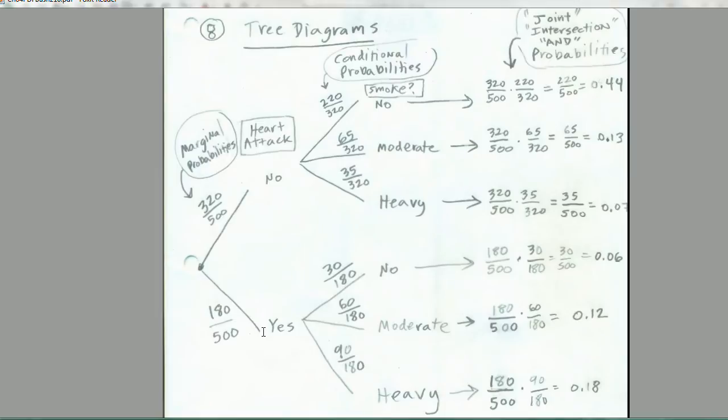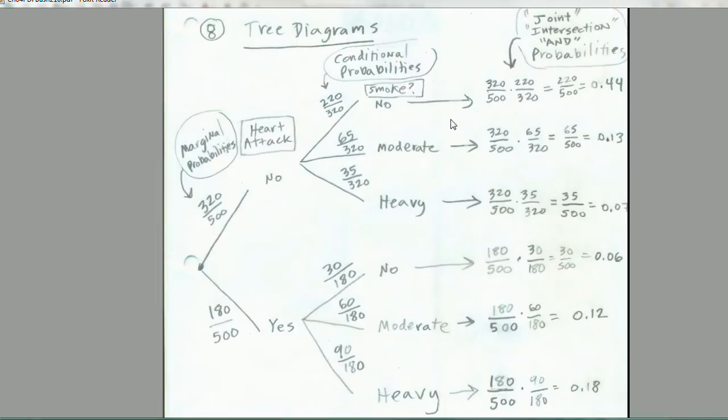Down here for the yes, of the 500 people, 180 said yes. So when we get to our conditional probabilities, 180 is the denominator. So of this group, we've isolated, not the original 500. The sample space has changed. Of the 180, 30 said no, 60 said moderate, and 90 said heavy. So like half the people that said yes, they had a heart attack were also heavy smokers. Conditional probabilities. By the way, when you multiply the margin times the condition, you get a joint probability.